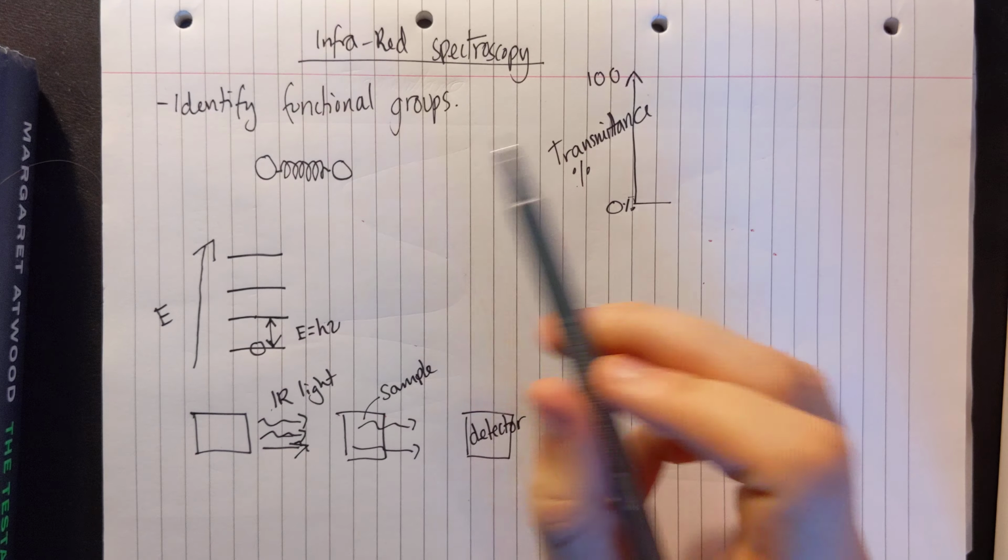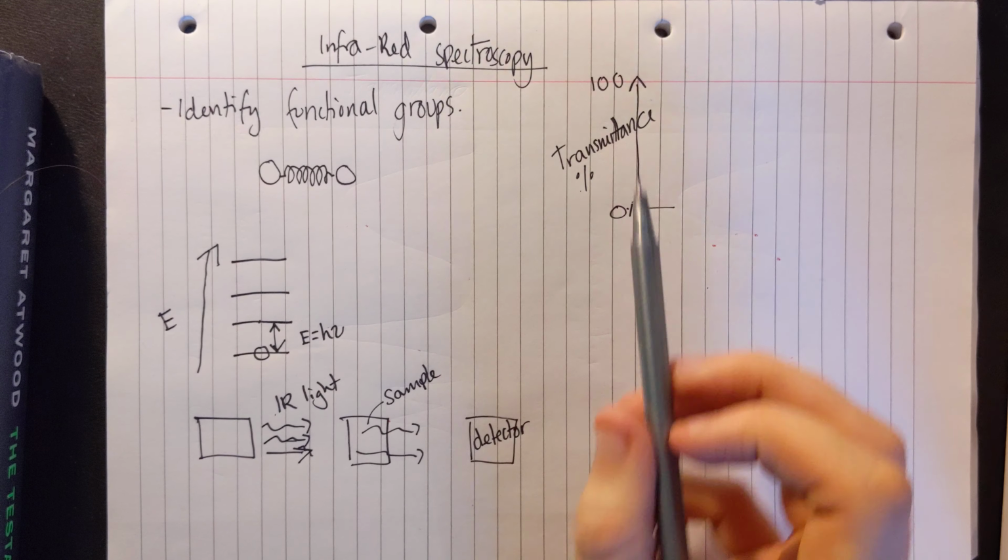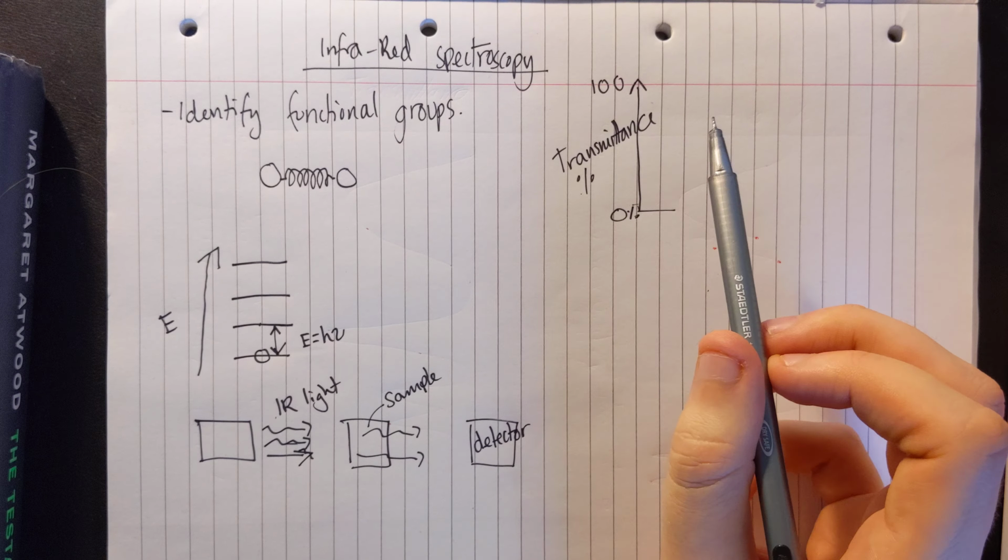So if we didn't have a sample, if it was a blank run, we'd expect a line right across the top. So all of the light just passed through, and so the detector detects 100% transmittance, all the light passed through across all different wavelengths.